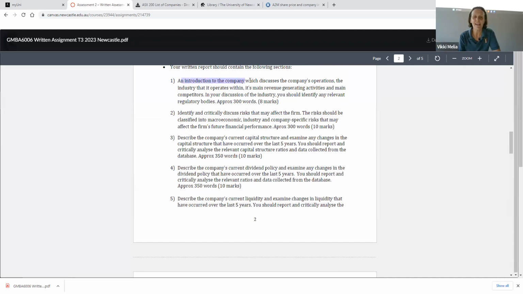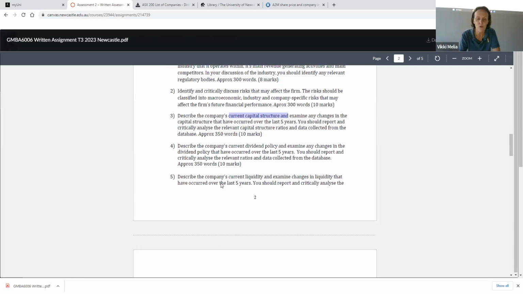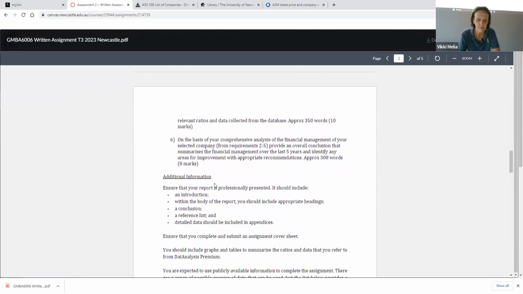So your first heading in the body could be introduction to the company. Your second heading could be risk analysis. Your third heading could be capital structure analysis. So using headings in the body will just make it much easier to make sure that you've addressed all the requirements and follow what you're writing about.